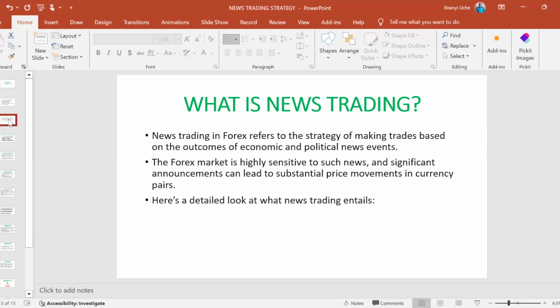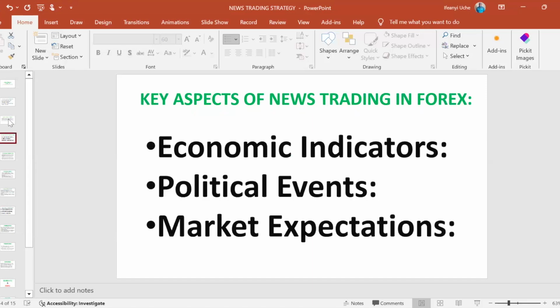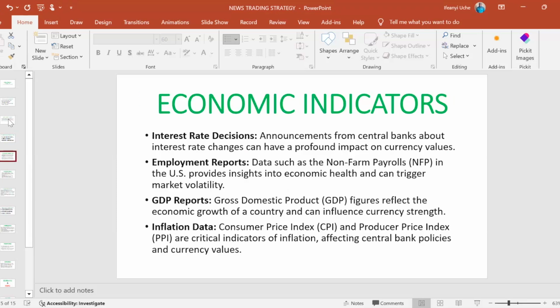Even when central banks make decisions, elections, and so on. So the forex market is highly sensitive to such news, and significant announcements can lead to substantial price movements in currency pairs. So we're going to be looking at what it entails. All right, now we'll look at the key aspects of news trading in Forex. One, you'll be looking at economic indicators, political events, and market expectations, because these are the things that you're going to be observing even as you approach news trading.